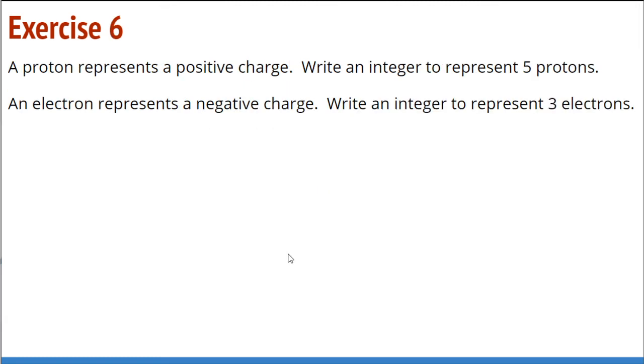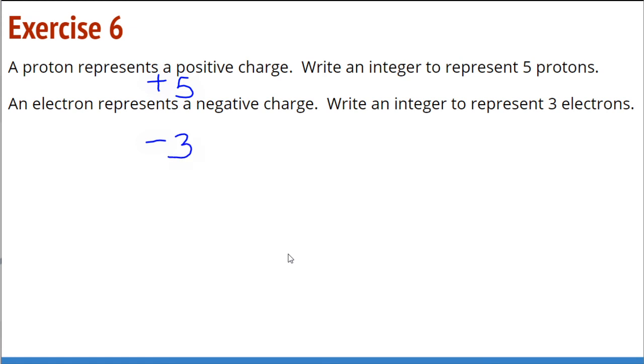All right, looking at exercise 6, a proton represents a positive charge, and we need to write an integer to represent 5 protons. So if I have a positive charge, it's a positive number, a positive 5. Electrons represent a negative charge. Write an integer to represent 3 electrons, which is a negative 3.